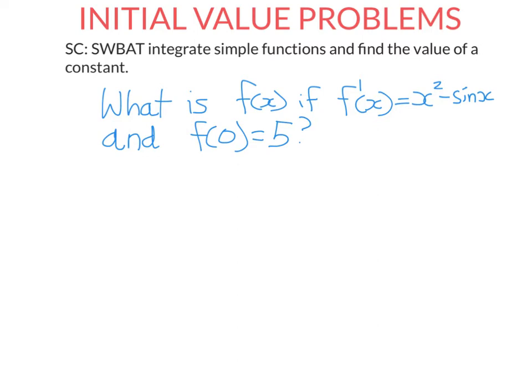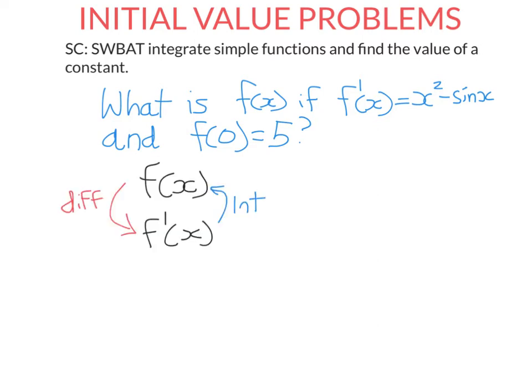So we're told that we need to find a function if its derivative is x squared minus sine x, and we're given this initial condition here. We integrate to find f(x), and this will allow us to find the value of the constant. You know that f dash x means the derivative of f(x). So to go from f(x) to f dash x, you differentiate. Done it a million times. But this time we know f dash x, we want to go to f(x), so we're going to integrate.